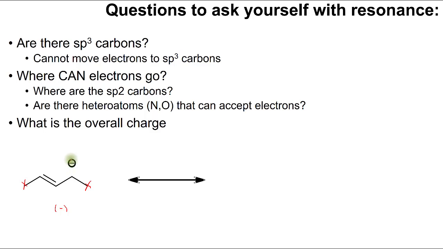So what I can do is take the negative charge. These electrons can go to form a double bond here. So I'm taking those electrons to form a double bond. That would create five bonds to this carbon right here, so I can't move these electrons to form a new bond. I'm going to cross that out, because this would be pouring electrons into an sp3 carbon.